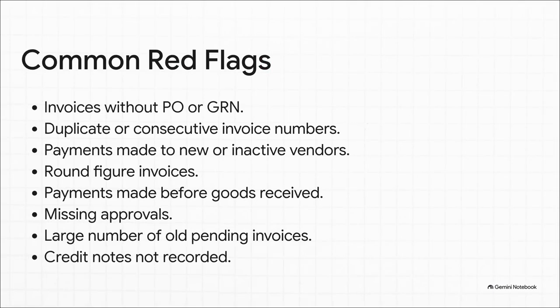8. Common red flags. Watch out for invoices without PO or GRN, duplicate or consecutive invoice numbers, payments made to new or inactive vendors, round figure invoices, payments made before goods received, missing approvals, large number of old pending invoices, and credit notes not recorded. Let me tell you, if you see round figure invoices, like exactly $50,000 instead of $50,214, or consecutive invoice numbers from the same vendor, those are screaming warning signs for fraud. You've got to dig into those immediately.